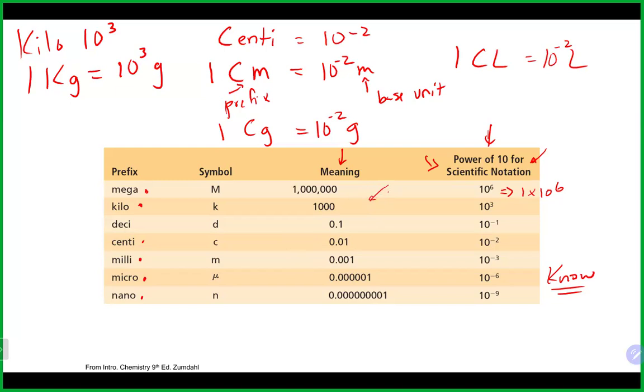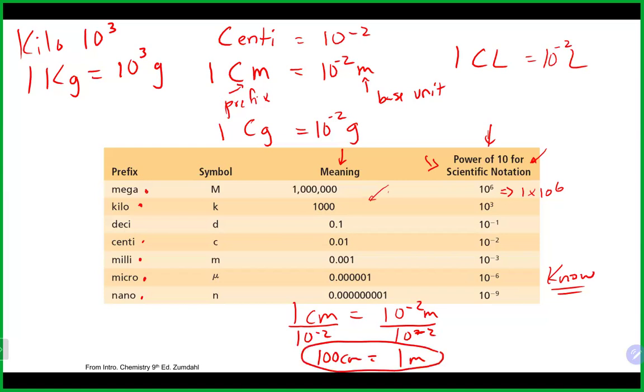For example, if I take 1 centimeter is equal to 1 times 10 to the minus 2 meters, and I divide each side by 1 times 10 to the minus 2, that will give me 1 meter is equal to 100 centimeters, which is again the same conversion that we saw on the previous slide.